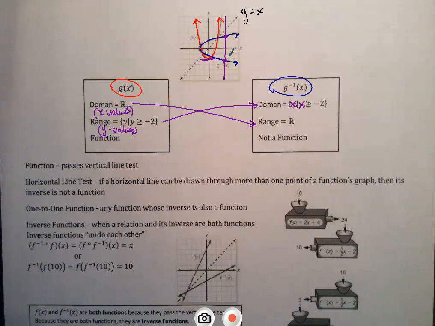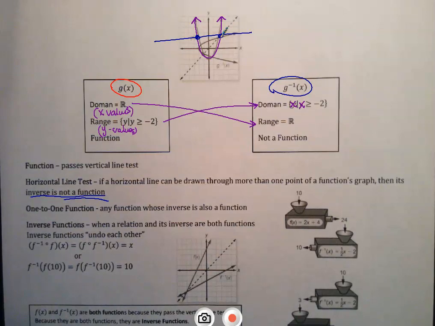We also have this thing called the horizontal line test. I'm going to erase all this and focus on our original relation, this one right here. The horizontal line test says if a horizontal line can be drawn through more than one point of a function's graph, then its inverse is not a function. So if I draw a horizontal line and it passes through it twice, we know that the inverse is not going to be a function.